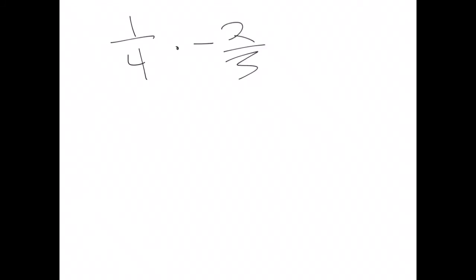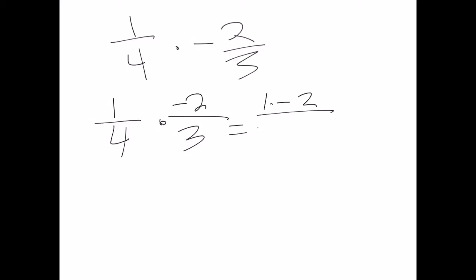To multiply 1/4 by negative 2/3, you first must put the negative by the 2 only. You then write the fraction over the fraction bar. 2 goes into itself once, 2 goes into 4 twice. That's how you get 1/6.